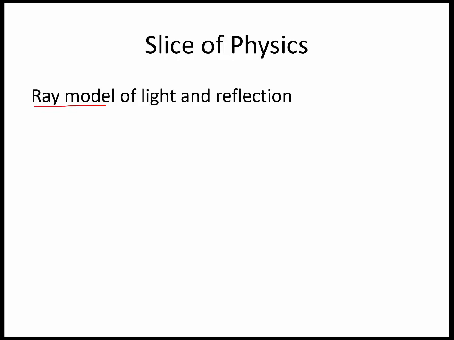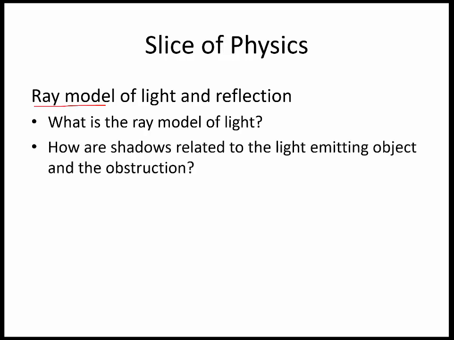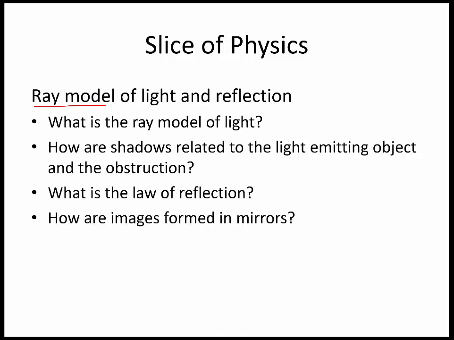And it also helps us understand things like reflection and refraction, which are the topics we're going to explore with the ray model of light. So first, I'll introduce what the ray model of light is. Then I'll talk about how shadows are cast based on if the light emitting object is a point source or if it's an extended source. We will look at what the law of reflection is, and we will consider how images are formed in mirrors.